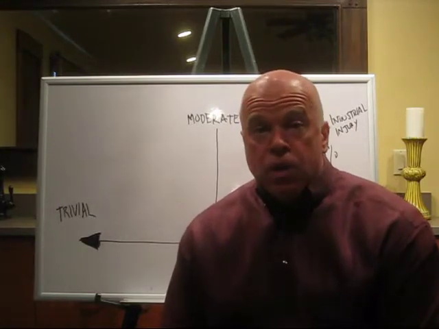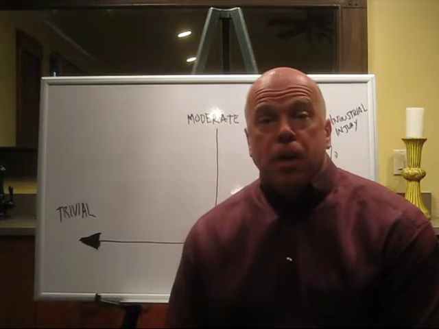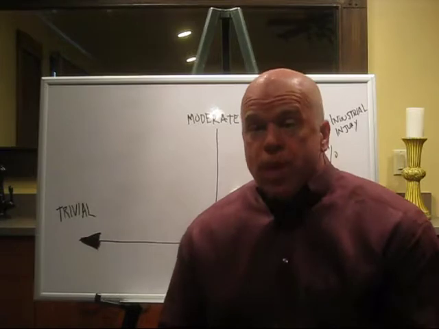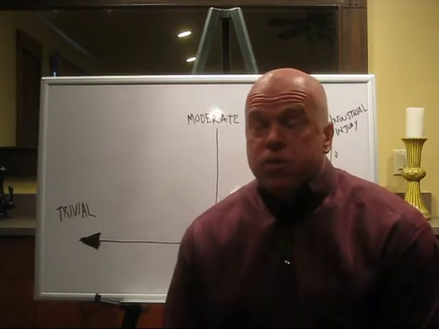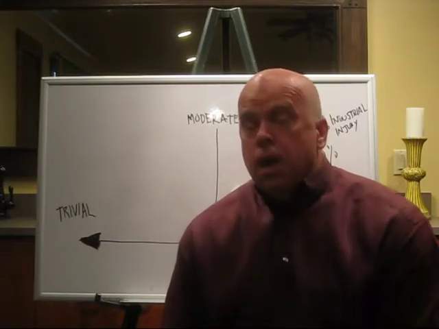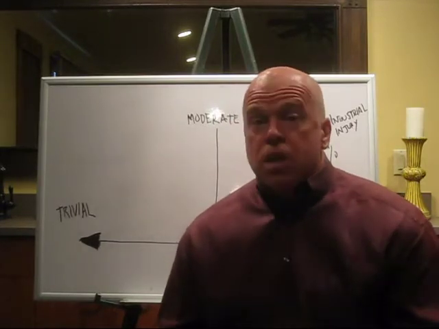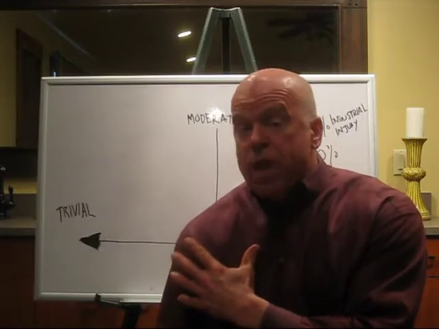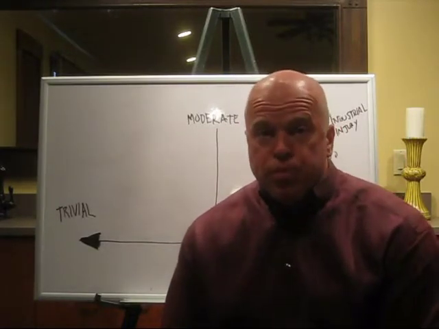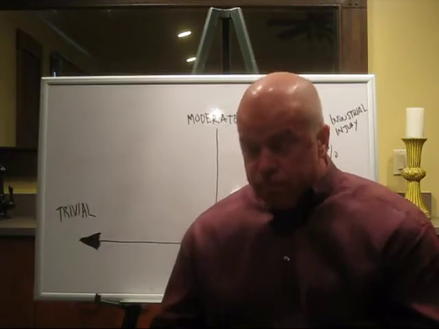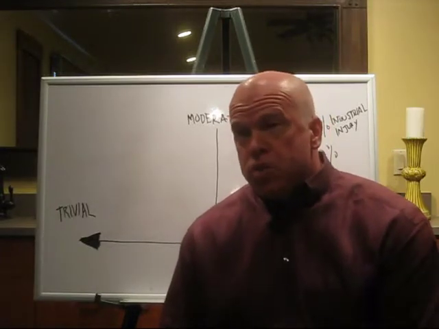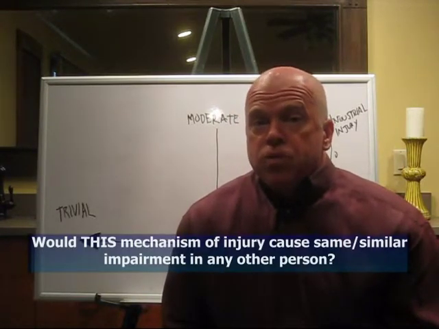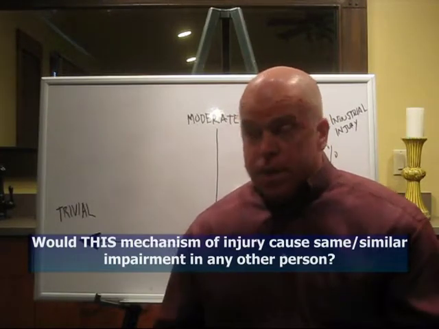Muscle guarding qualifies as a permanent impairment, if indeed it's a permanent condition. Okay? So we have a permanent impairment of the cervical spine related to muscle guarding. How much of the permanent impairment is due to the industrial injury, which involved an injury to the right shoulder, and how much is due to other factors? You have to ask yourself, would this mechanism of injury of favoring the right shoulder cause similar impairment in any other person?